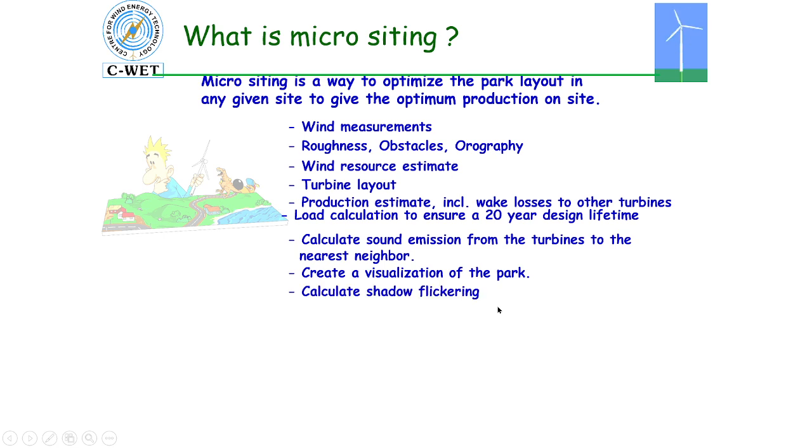And calculate shadow flickering. Shadow flickering is one. Suppose you have a house, villa type of house, very close to the wind farm. And when the sun is shining, the wind is blowing, the wind turbine blade is rotating. The shade of the blade will come on your window.